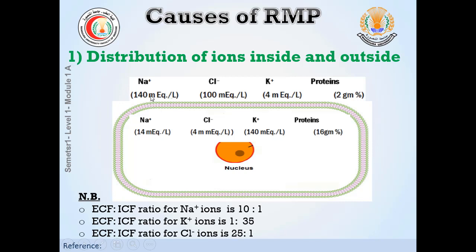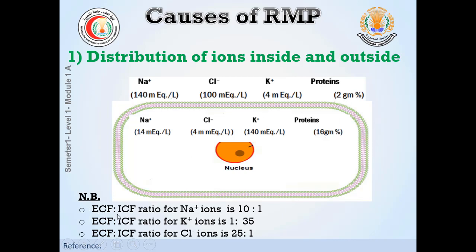As we said in the first lecture, sodium concentration outside is 140 milliequivalent per liter, inside 14 milliequivalent per liter. Chloride outside 100 milliequivalent per liter, inside 4 milliequivalent per liter. And potassium outside 4 milliequivalent per liter, inside 140 milliequivalent per liter. Protein inside 16 gram percent, outside 2 gram percent.